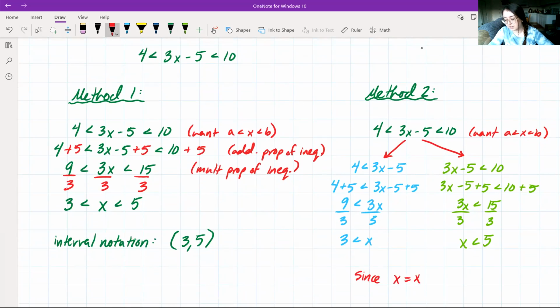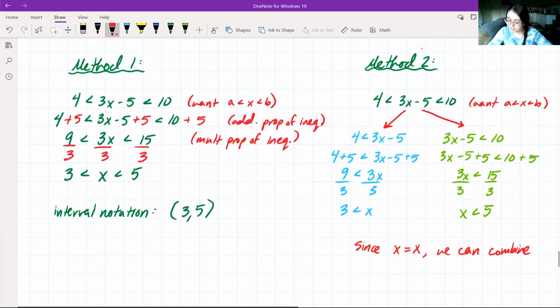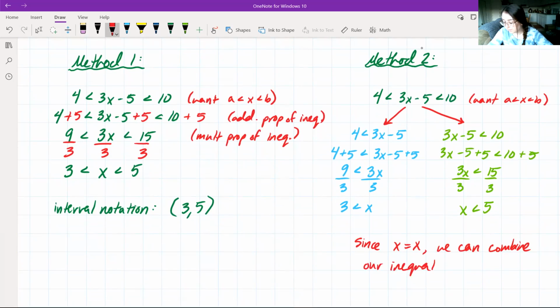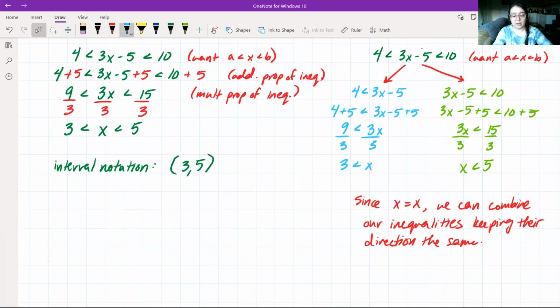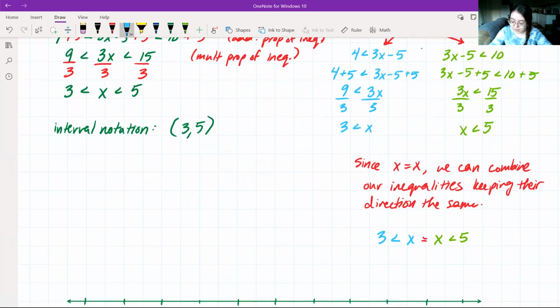Since we have that x is obviously equal to x, we can combine our inequalities, keeping their direction the same. So now, since we have x is equal to x, we can even rewrite this as 3 is less than x, which is equal to x less than 5, and we simplify this into 3 less than x, which is less than 5. And this gives us the same interval notation from 3 to 5. We have the same answer as we have from our other method.